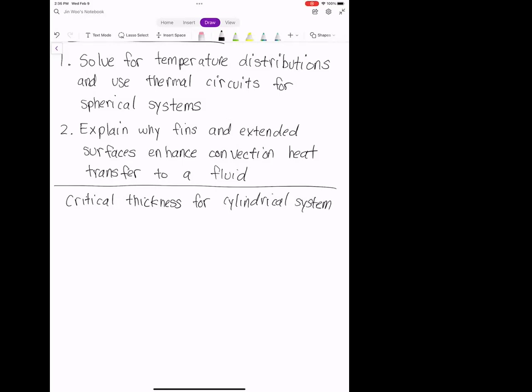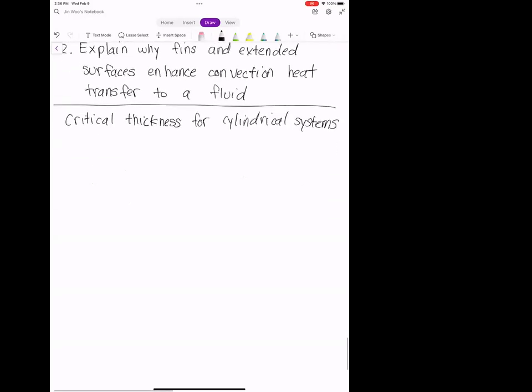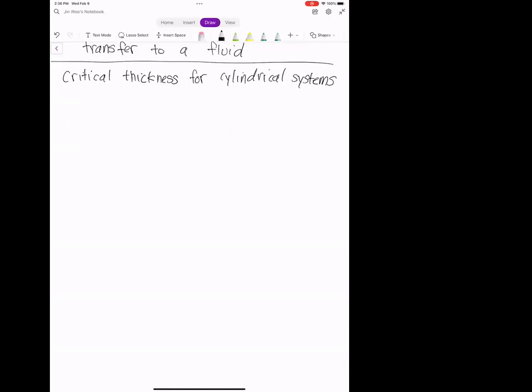In class, we're going to talk about how we can solve for the critical thickness for cylindrical systems. But in the next homework, I'm going to have you run through the same process for a spherical system. So make sure you're paying attention to the details of this derivation.